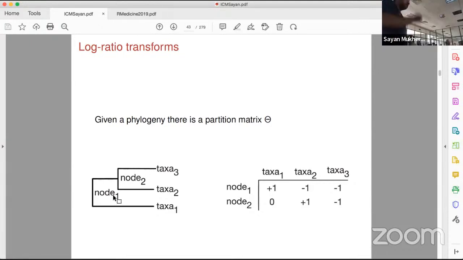If you sit down, do some annoying algebra, you can show that from this phylogeny, you can get a partition matrix. And the way it works here is if taxa 1 and taxa 2 are separated right here, then you put a +1 and a -1. And so this is looking at node. So node 2, taxa 2 and taxa 3 are separated, but at node 2, taxa 1 is not separated, right? Because it's separated earlier. And you can do the same thing up here. So at node 1, taxa 1 is separated from taxa 2 and taxa 3. Okay, so you can construct this partition matrix.